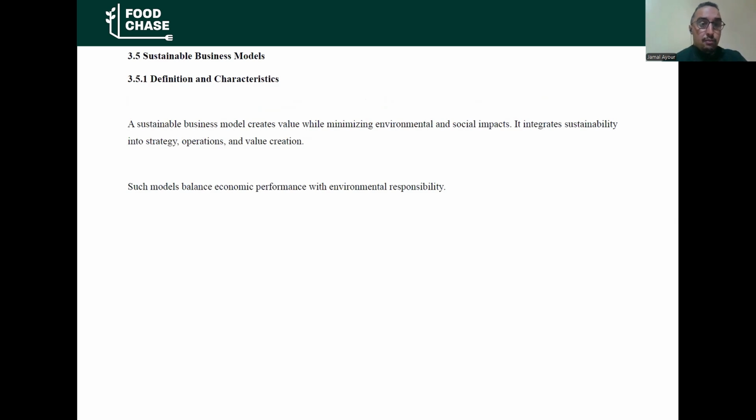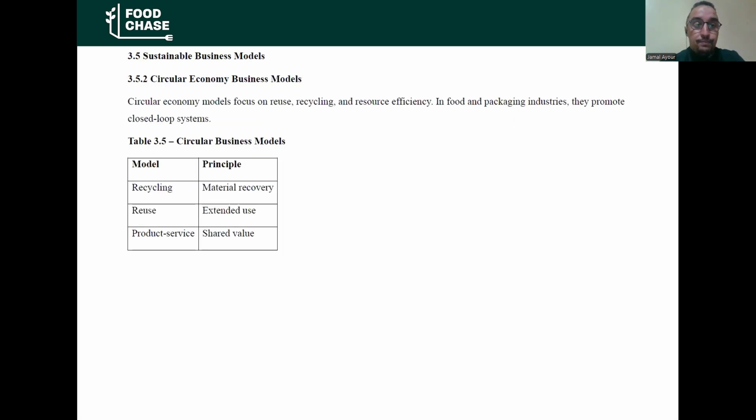About the definition of sustainable business models: a sustainable business model creates value while minimizing environmental and social impact, with some solution, some technology. It integrates sustainability into strategy, operation, and value creation. Such a model balances economic performance with environmental responsibility and gives a solution, a model to apply as a solution for industry.